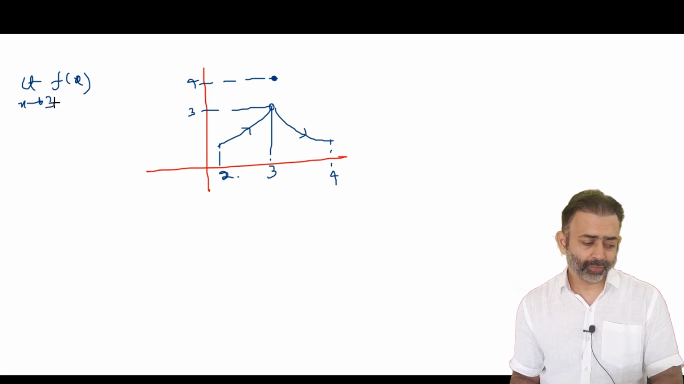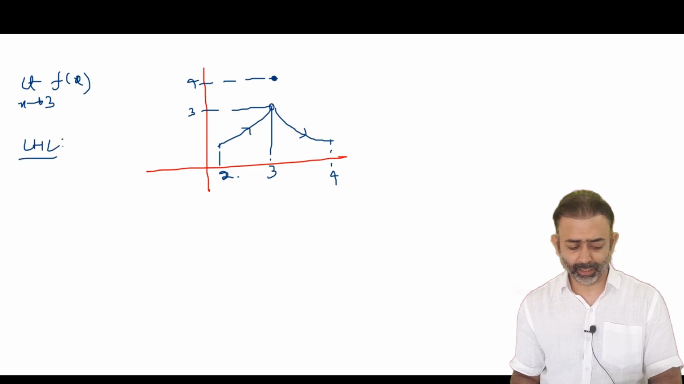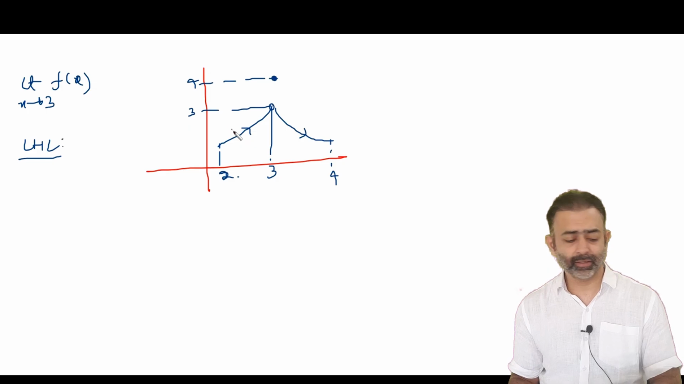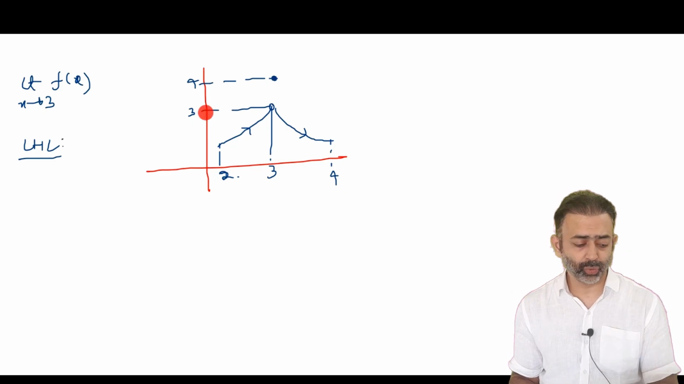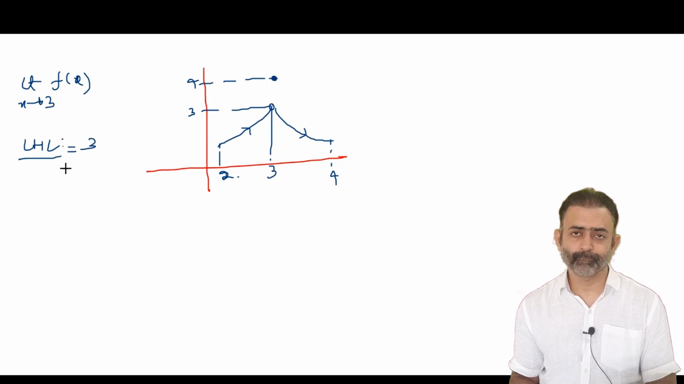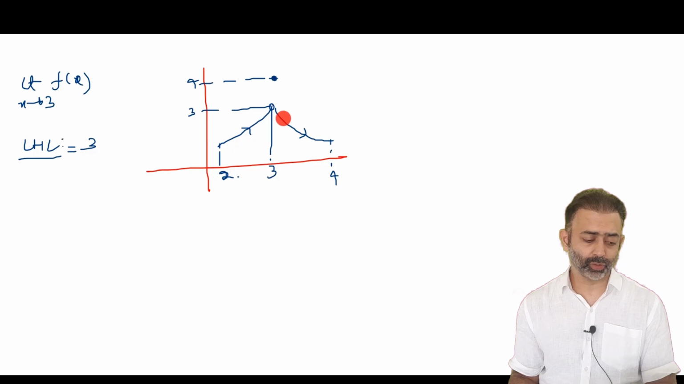So for the limit of f(x) when x tends to 3, we first need to find the left hand limit. From the diagram we can see that as we move closer to point C from the left direction, the function is approaching 3. So the left hand limit is 3. What about the right hand limit? As I move from the right closer to point 3, again the function is approaching 3.